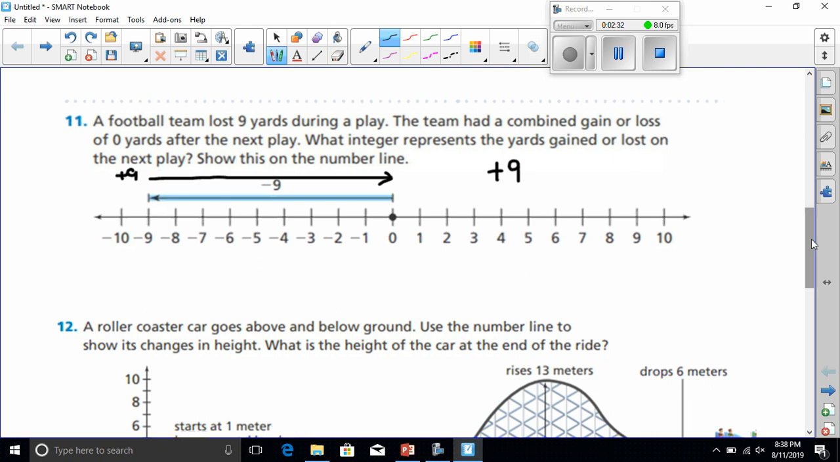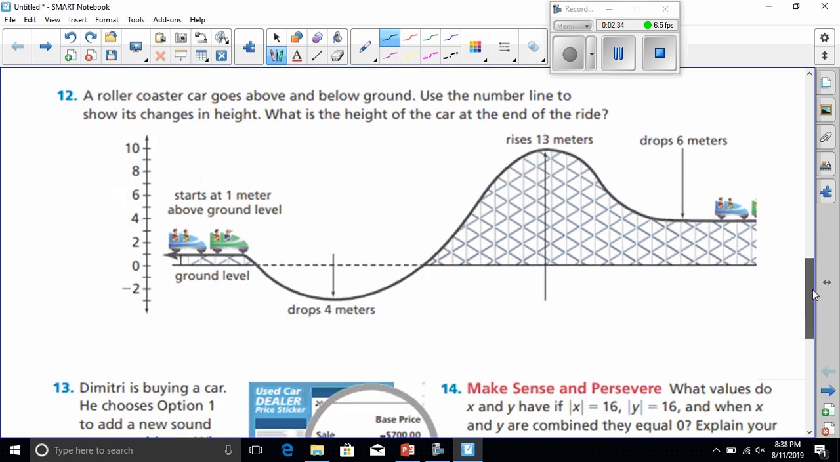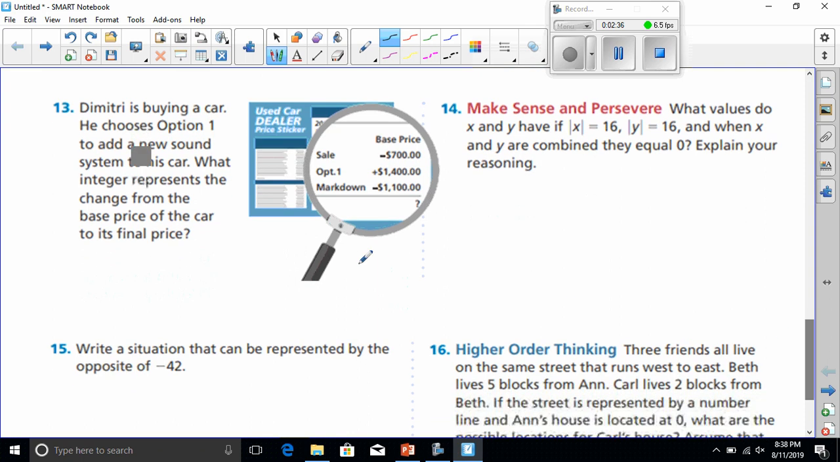We're going to number 13. 12 is yours. 13 says, Dimitri is buying a car. He chose option 1, to add a new sound system to his car. Well, what integer represents the change from the base price of the car to its final price?